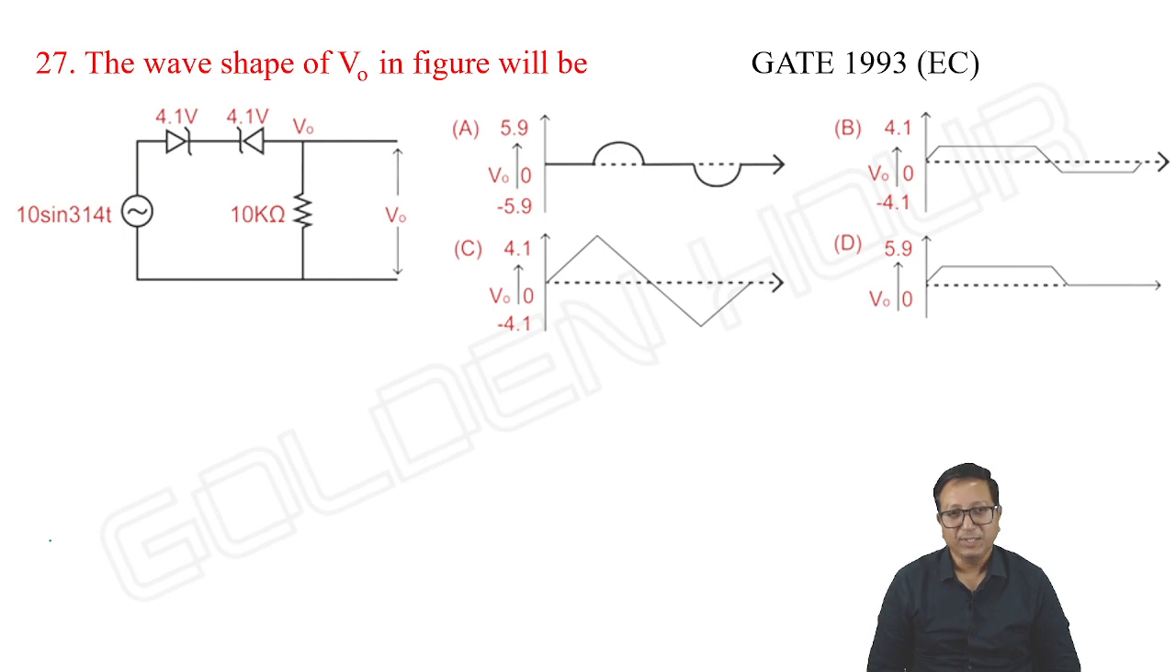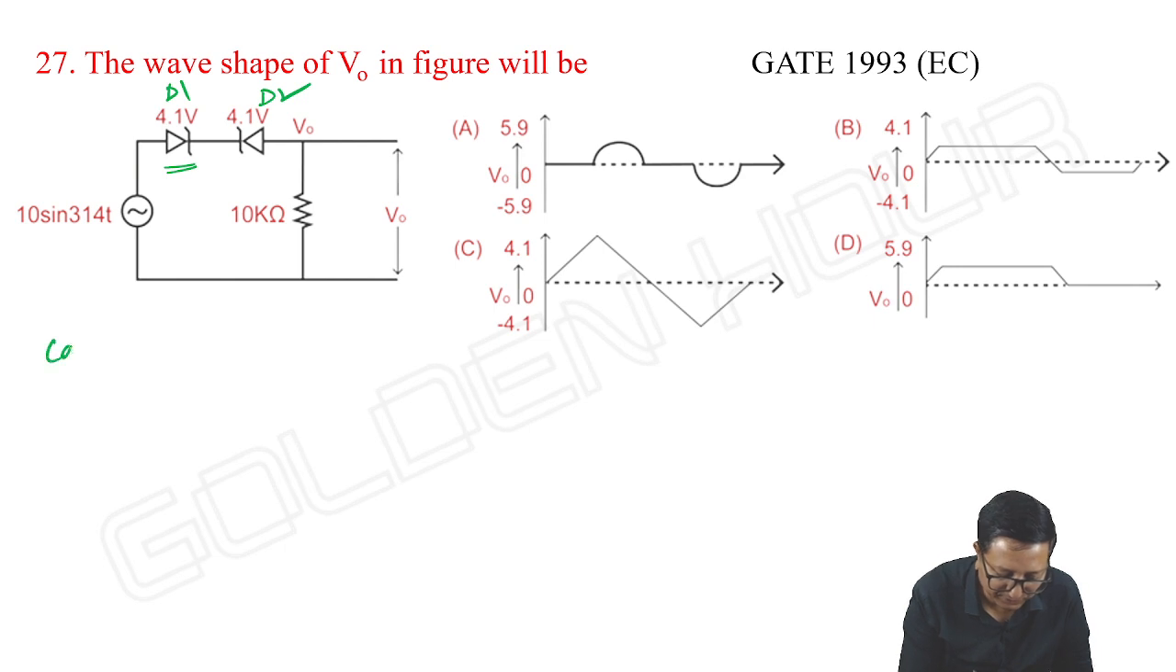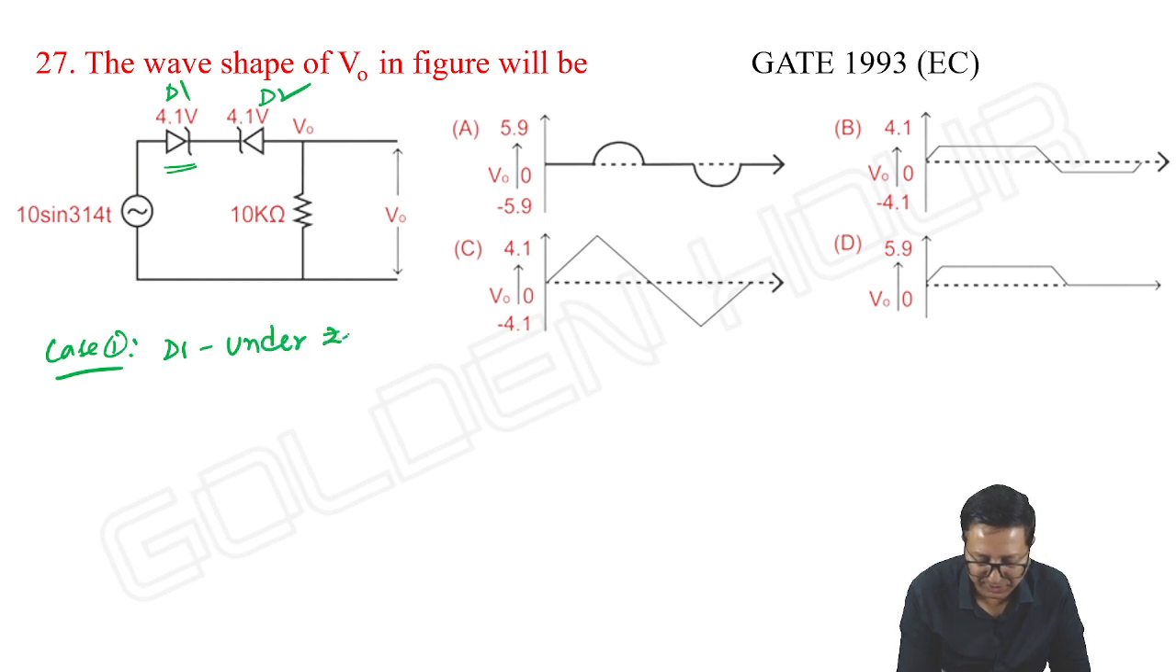Okay, let us take this one. Input is at its negative peak. Then what happens? D1 is under breakdown and D2 is forward biased. Okay, so case 1: D1 is under Zener breakdown and D2 is simply forward biased.